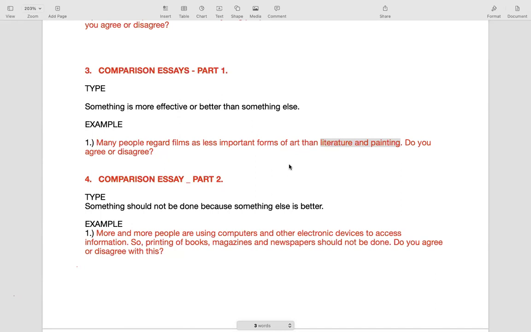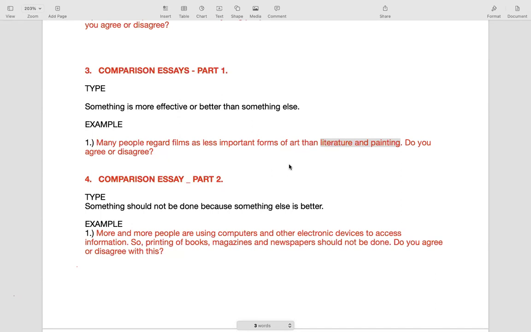It's kind of similar, but remember in these questions, there are always two things with you. For example, films are less important than literature and painting. Books are less important in a way than computers and other electronic devices. So they give you two things to compare with. That's the case here in the third and the fourth one.